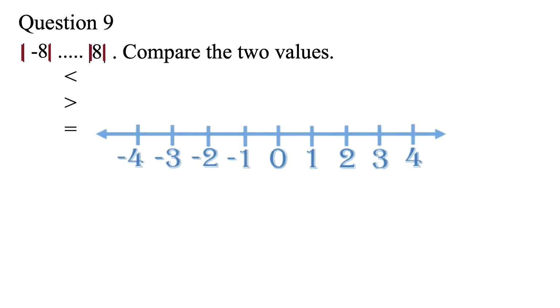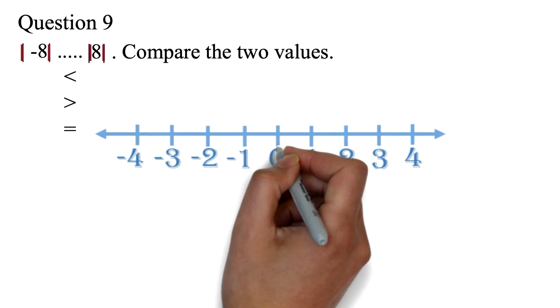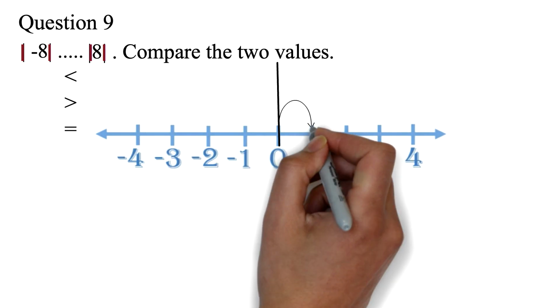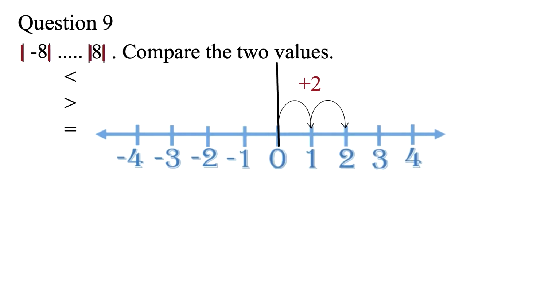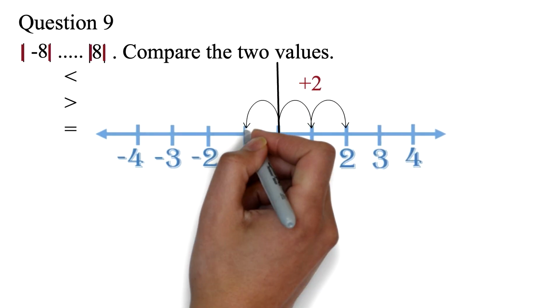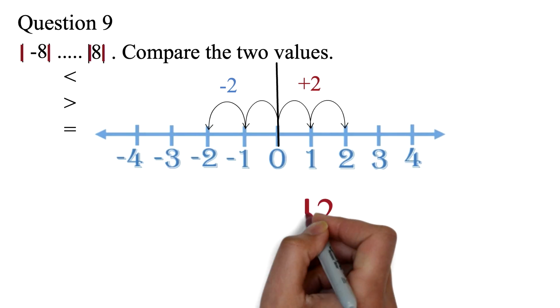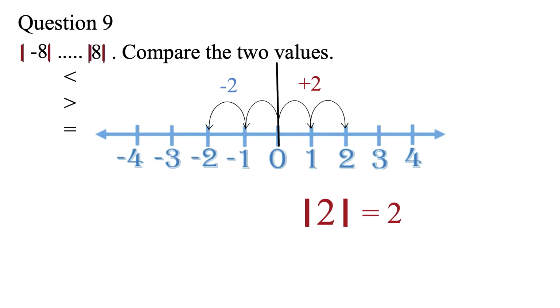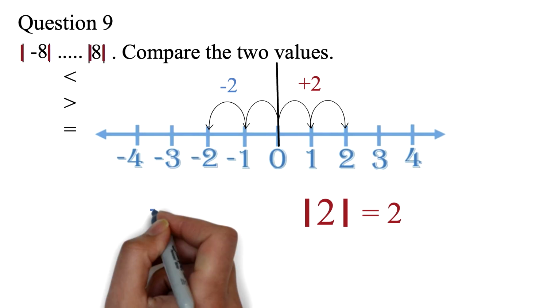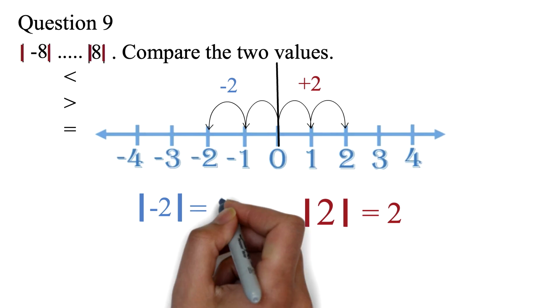This is a number line with integers. Starting from 0, when we move 2 to the right, we say we've moved +2. When we move 2 to the left, we say we've moved -2. Absolute value doesn't care about whether the movement was to the right or to the left. It just cares about the fact that you moved 2. Whether you move to the right, which is +2, the absolute value is 2. Or you move to the left, which is -2, the absolute value is 2.